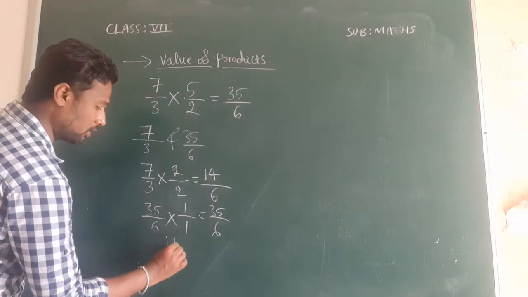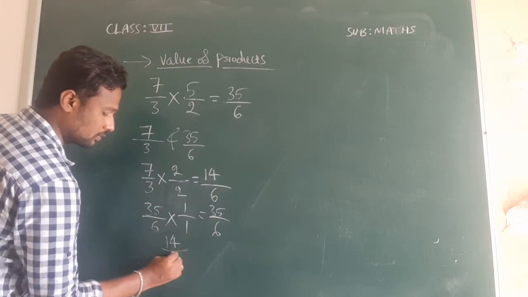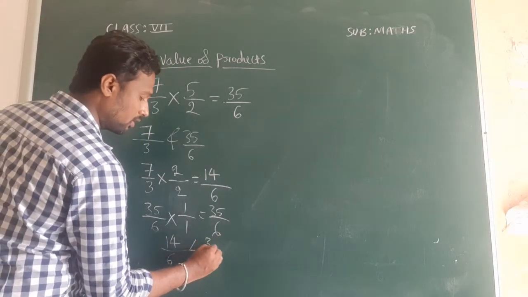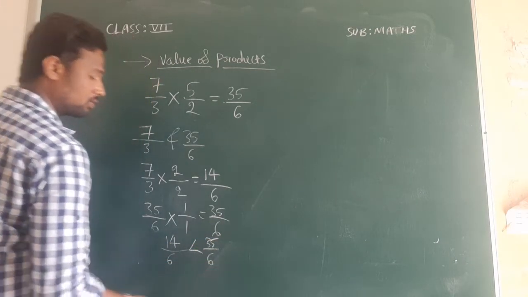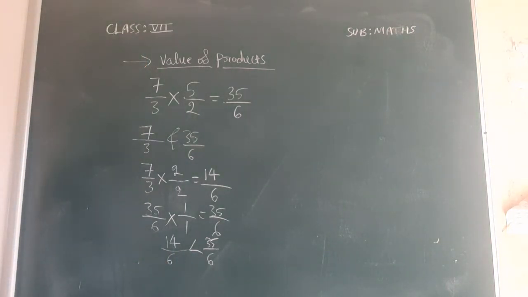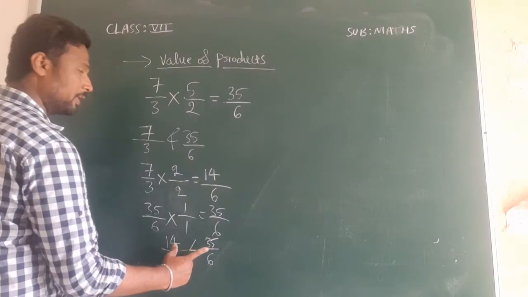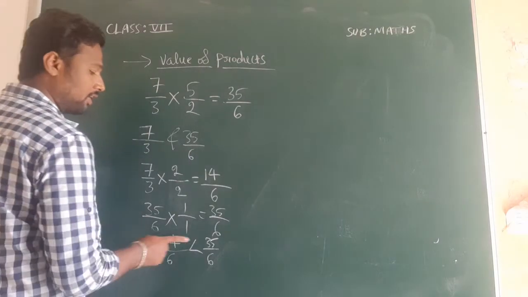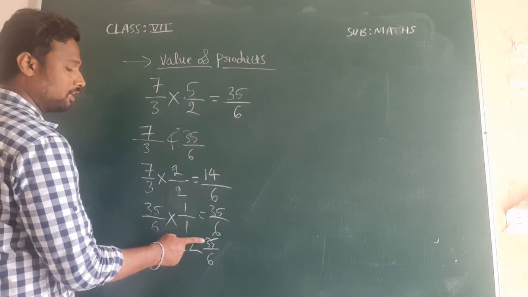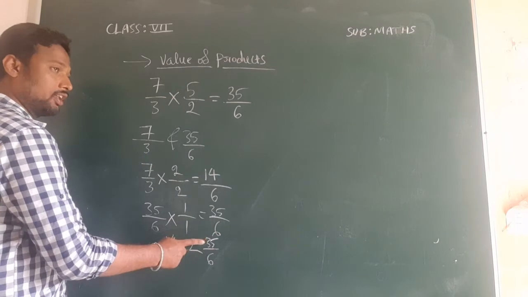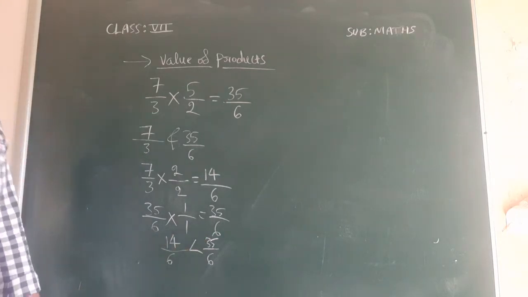So 14 divided by 6 is less than 35 divided by 6, because you can see in both cases we have denominator 6 only. The denominator is the same, so you can compare the numerator value. If you compare the numerator values, one is 14 and another one is 35. Which is greater here? 35 is greater than 14. Therefore 35 by 6 is greater than 14 by 6.